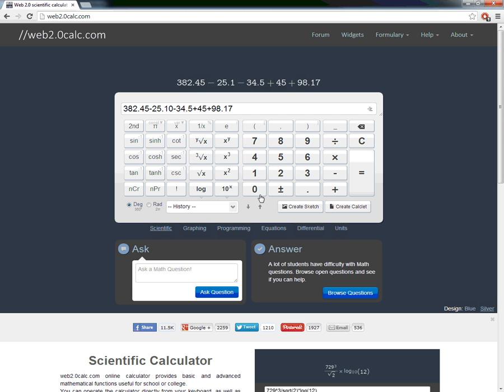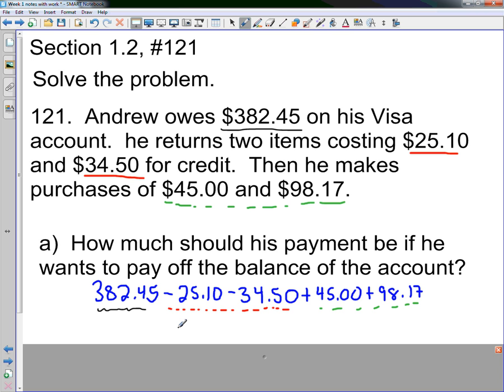So the nice thing about this calculator is you can see everything that you're typing in. So you can go back and double check it and make sure that everything was typed in correctly. And then we hit equals. And we have $466.02 is still what he owes. So we have $466.02. Okay, that's his balance.